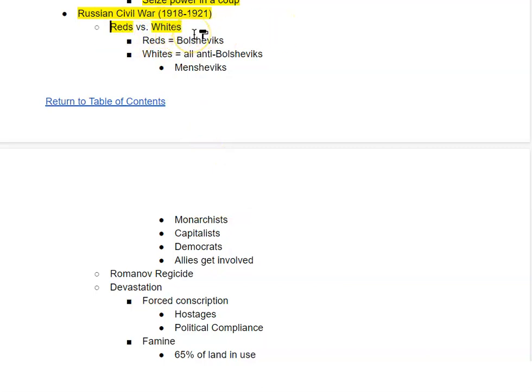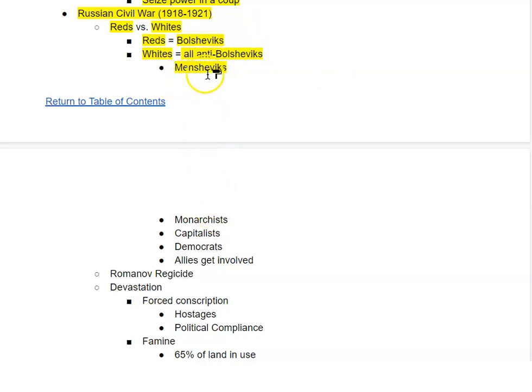Reds were the Bolsheviks, the violent communist revolutionaries, the die-hard Marxists led by Lenin. Whites referred to all the anti-Bolsheviks. This even included more moderate Russian socialists, Marxists, called the Mensheviks, who, this would be closer to what we'd studied previously, such as Fabian socialism, more moderate, gradual socialists, as opposed to the diehard Marxist revolutionaries, the Bolsheviks.